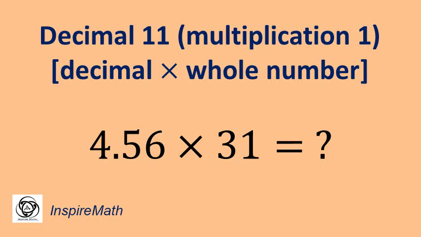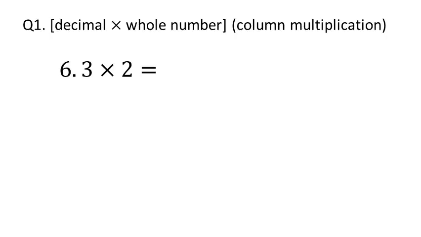Today, we're going to study how to multiply a decimal by a whole number. Let's see the first example. 6.3 times 2. Let's consider 6.3.